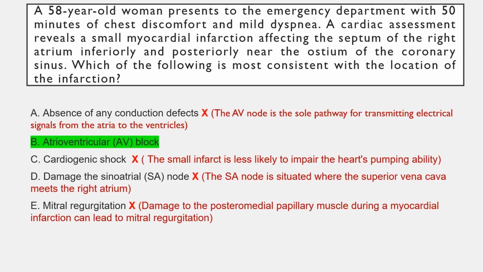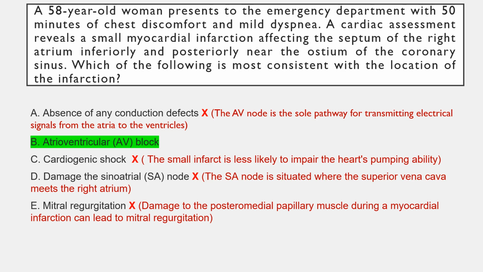Option A is incorrect because when we consider the anatomy of the heart, we know that the AV node, which is crucial for conducting electrical signals from the atria to the ventricles, lies near the coronary sinus. The infarction affecting the septum of the right atrium could disrupt the conduction pathway. Hence, it is unlikely that there would be no conduction defects.